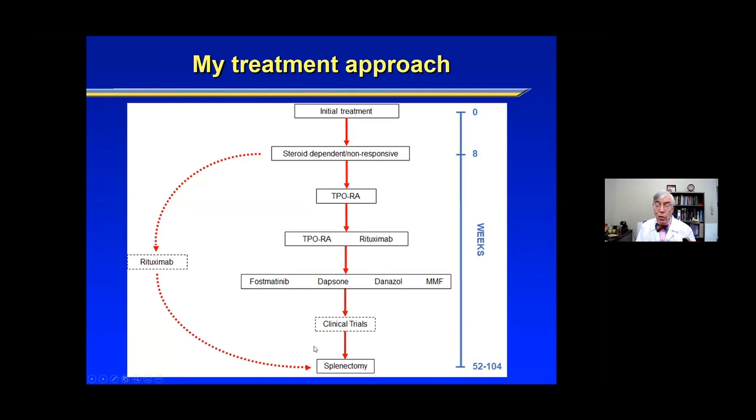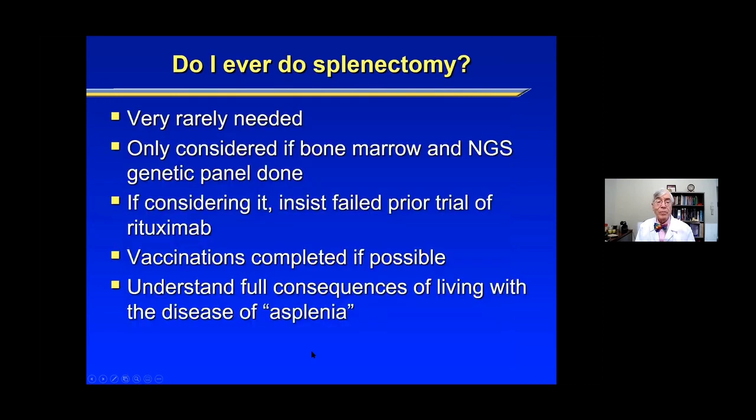At some stage, the question is, do I ever do splenectomy? And the answer is, I rarely use it. I've done it twice in the last 20 years on a database of probably 1,800 ITP patients. I only consider it if a bone marrow biopsy and genetic studies have been done to exclude other bone marrow diseases. If I'm considering that, I want to insist they've failed a prior trial of rituximab, I'll complete vaccinations if I've got time to do that, and I want them to understand the full consequences of living with a new disease, which is having no spleen.